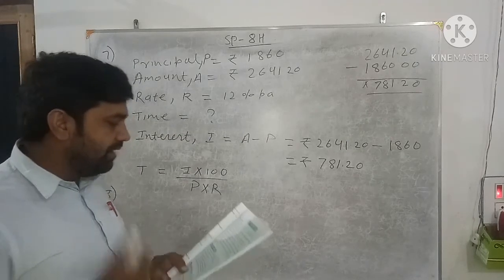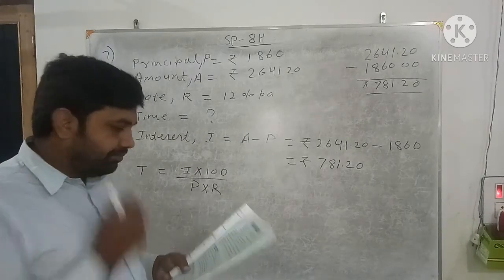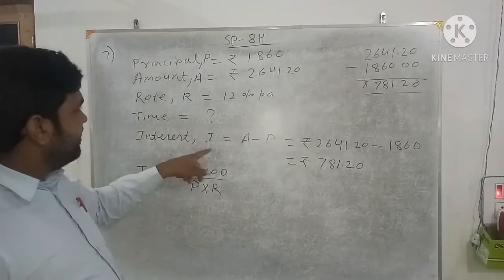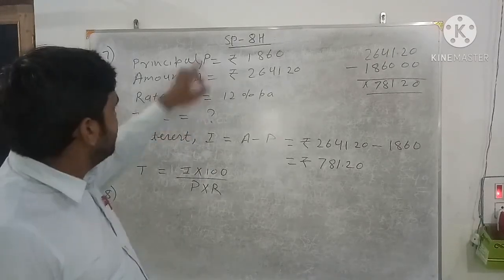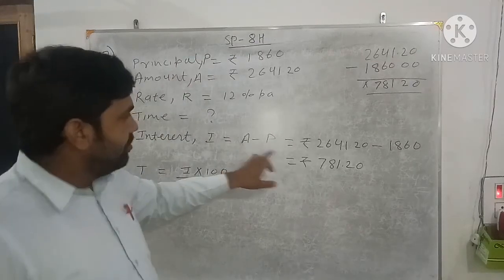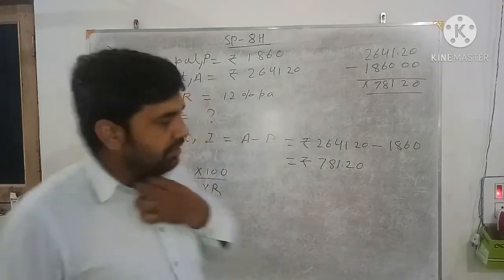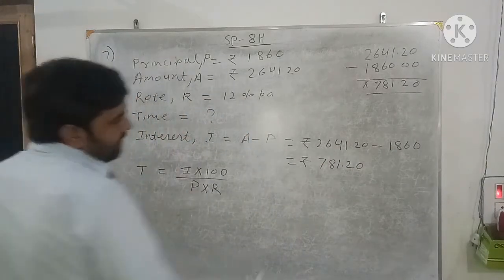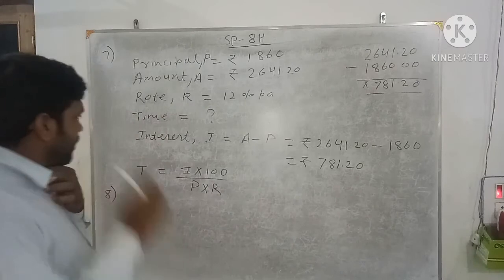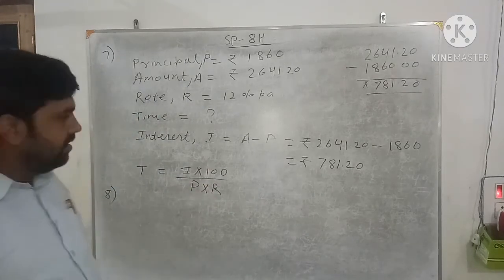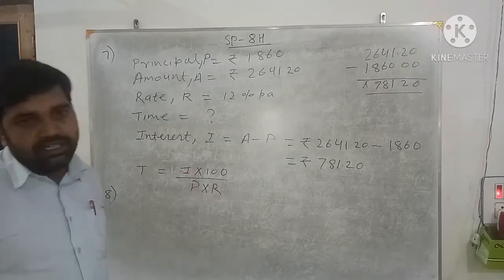Here we have to calculate the time. First we calculate the simple interest. Interest is equal to amount minus principal. So 2641.20 minus 1860 gives you 781 rupees 20 paise. Now to calculate the time, use the formula I into 100 divided by P into R. Now substitute the values and you will get the answer.